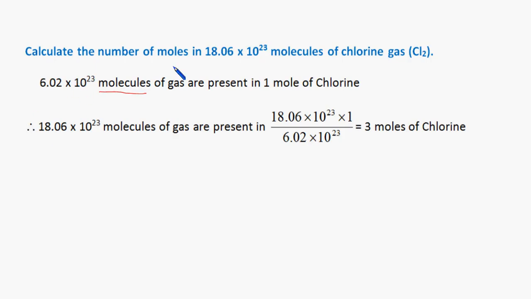So therefore, question asks you for 18.06 by 10 to the 23. So therefore 18.06 by 10 to the 23 molecules of gas are present in, again, because of how we wrote our statement, we cross multiply. So we take the 18.06 by 10 to the 23, we multiply by 1, and we divide by 6.02 by 10 to the 23. And this gives us 3 moles of chlorine gas.